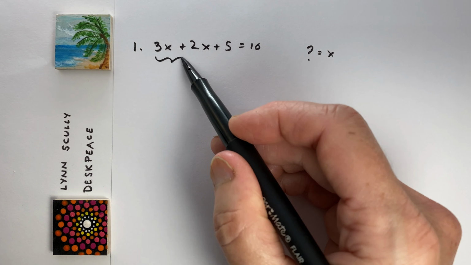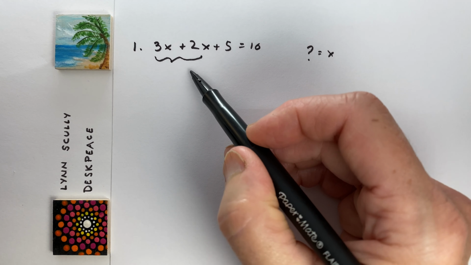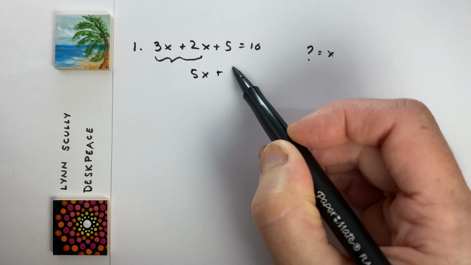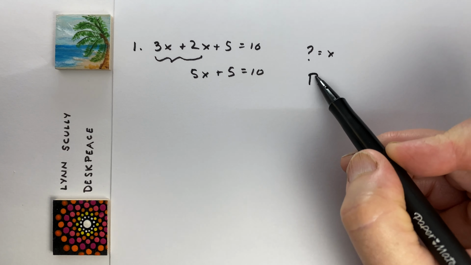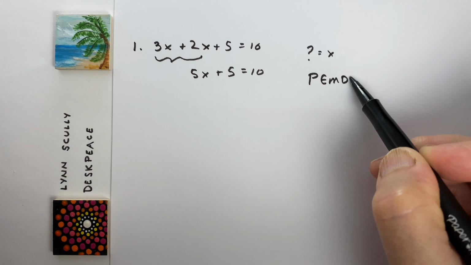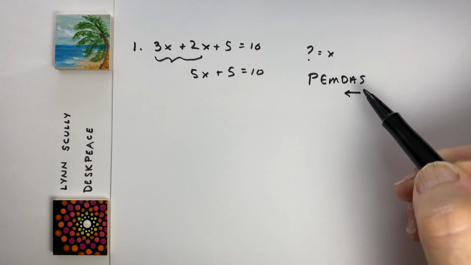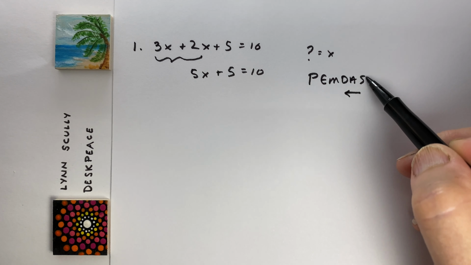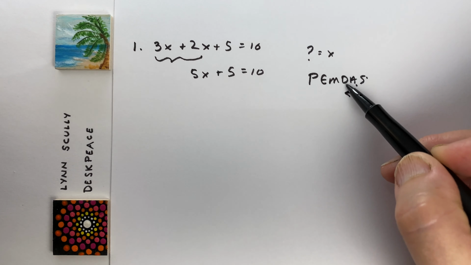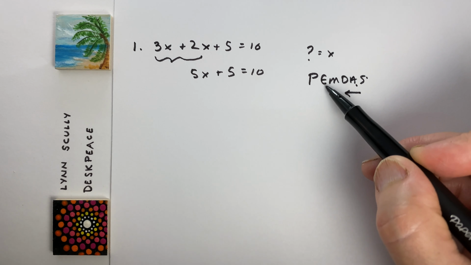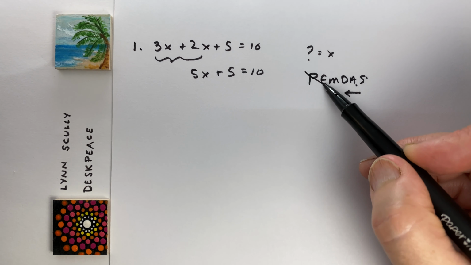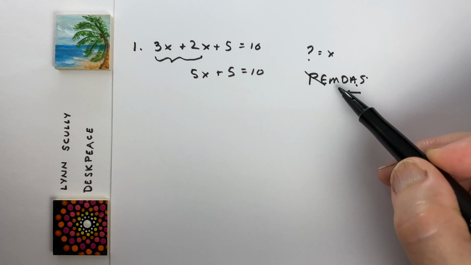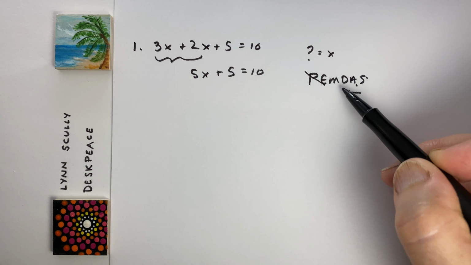First thing I'm going to do is combine like terms. 3x plus 2x is 5x plus 5 equals 10. Now, I want to solve for x. So what we do when we want to solve is we undo PEMDAS. First we undo subtraction, then addition, then division, then multiplication, then exponents, then parentheses. So we're not having these in these problems today. We're just doing multiply, divide, add, subtract.